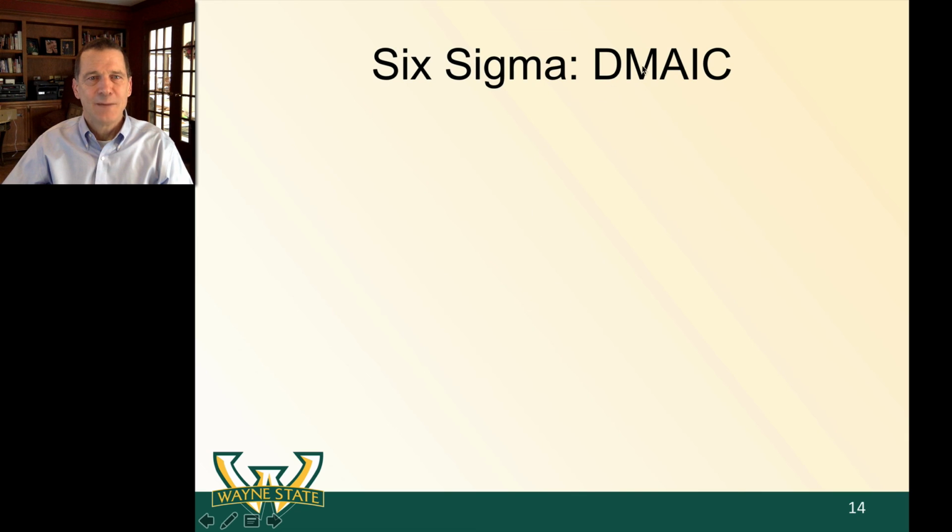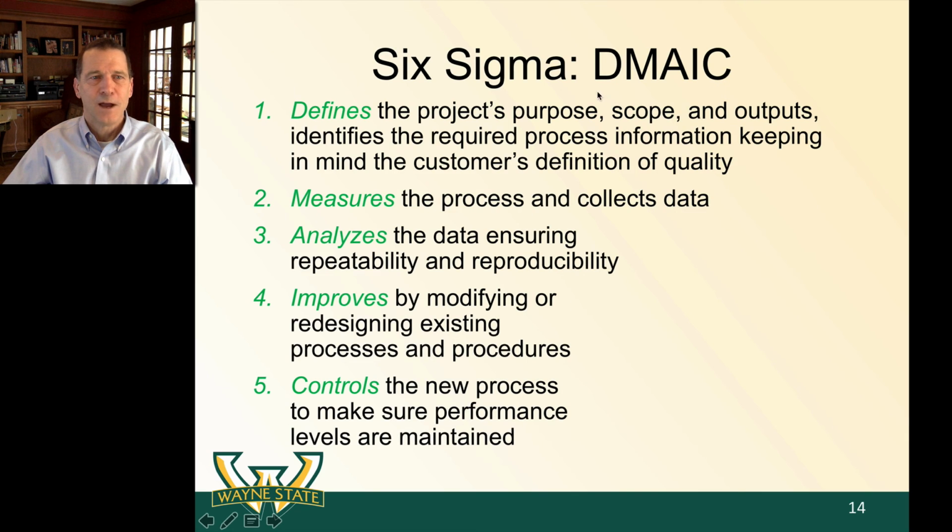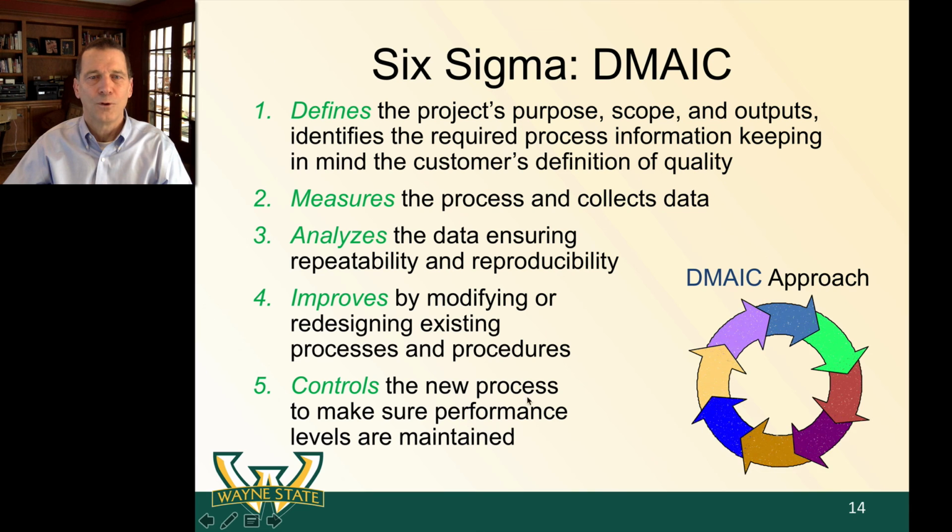Okay, so DMAIC is define, measure, analyze, improve, control, and it is the standard major process gateway of Six Sigma itself. So define is basically when a team gets together and says, what is the project's purpose, its scope, its outputs, the requirements of the customer and what the customer values and so forth. And then measurement. So we go into a data collection phase. We've defined what we need to do, and now we go get the data.